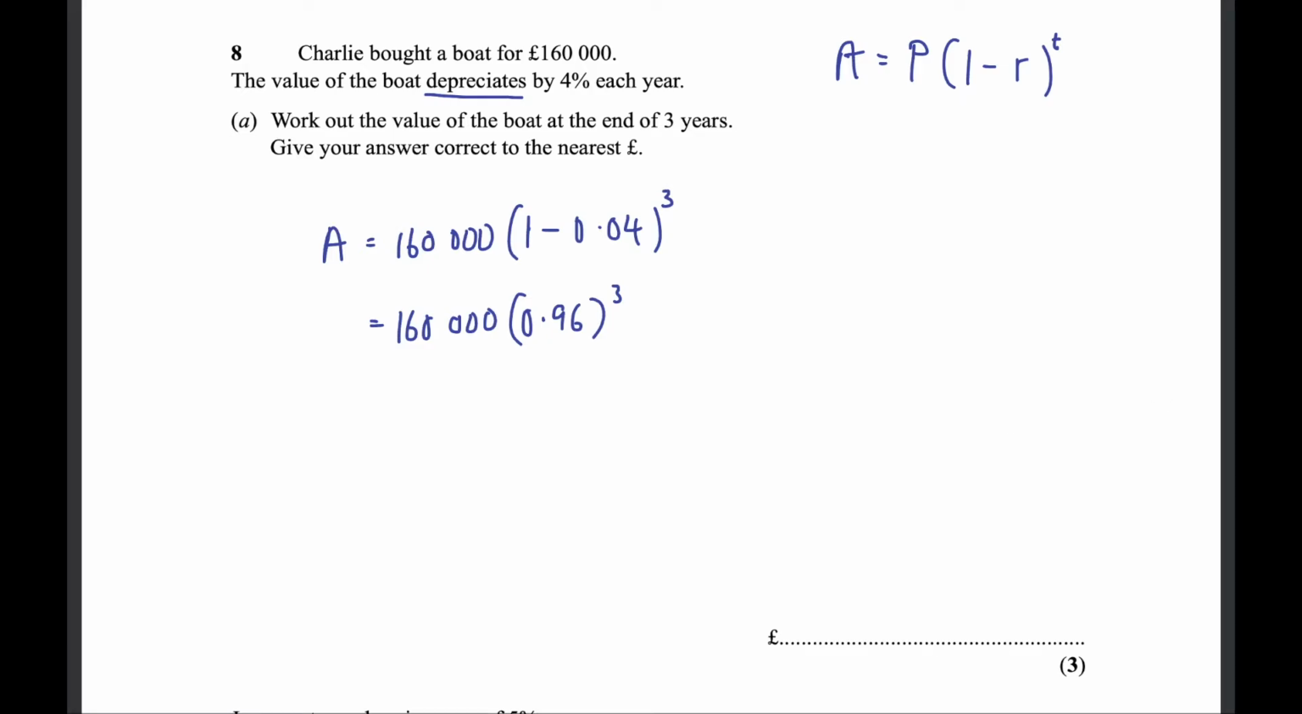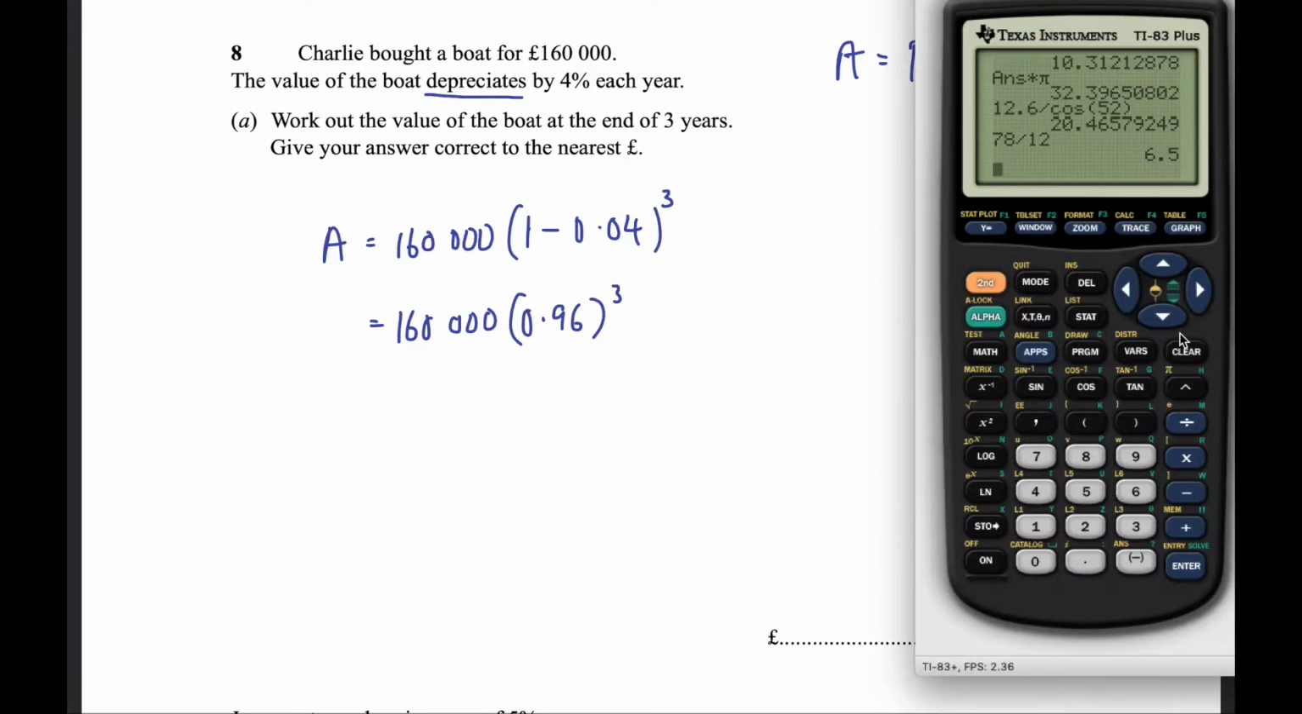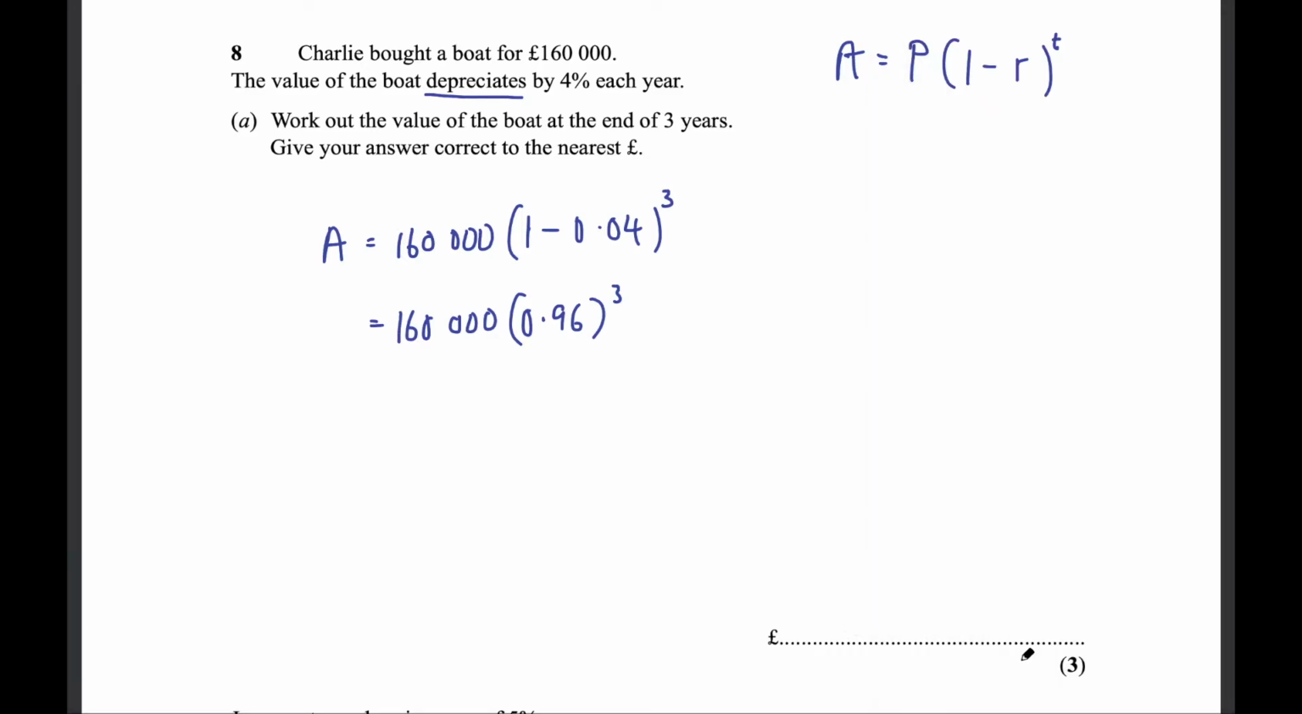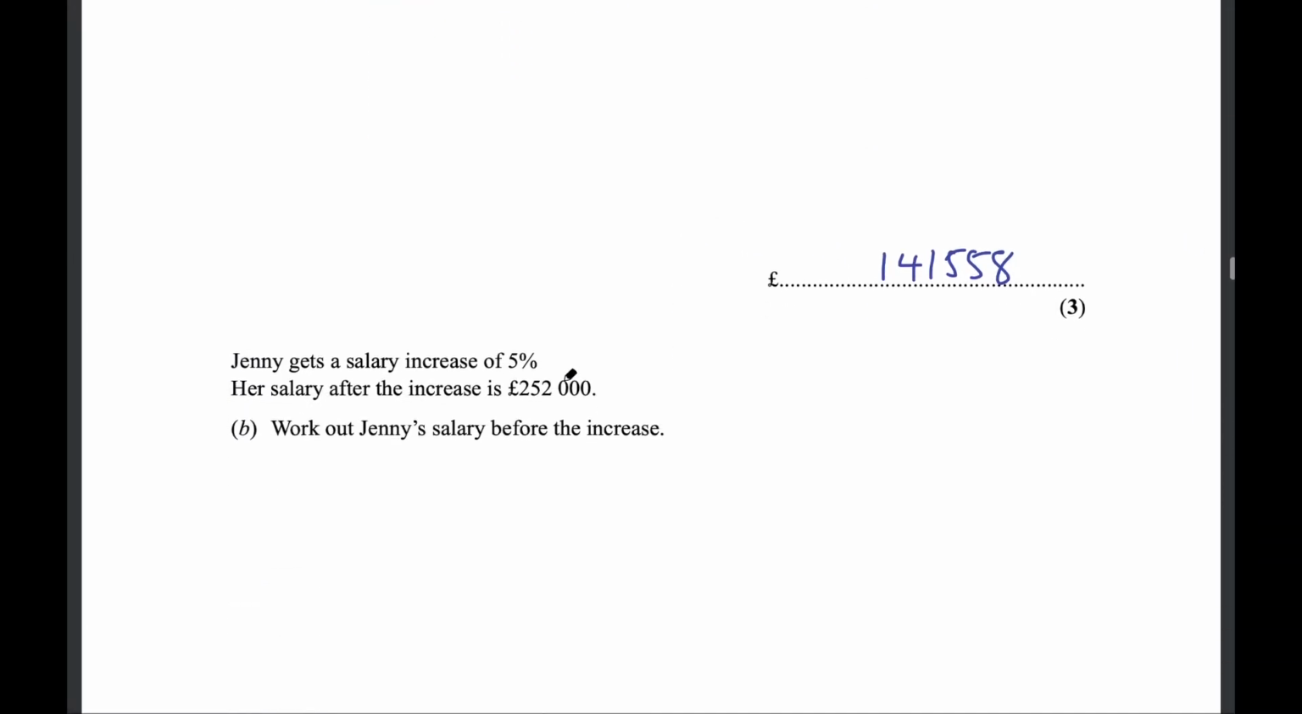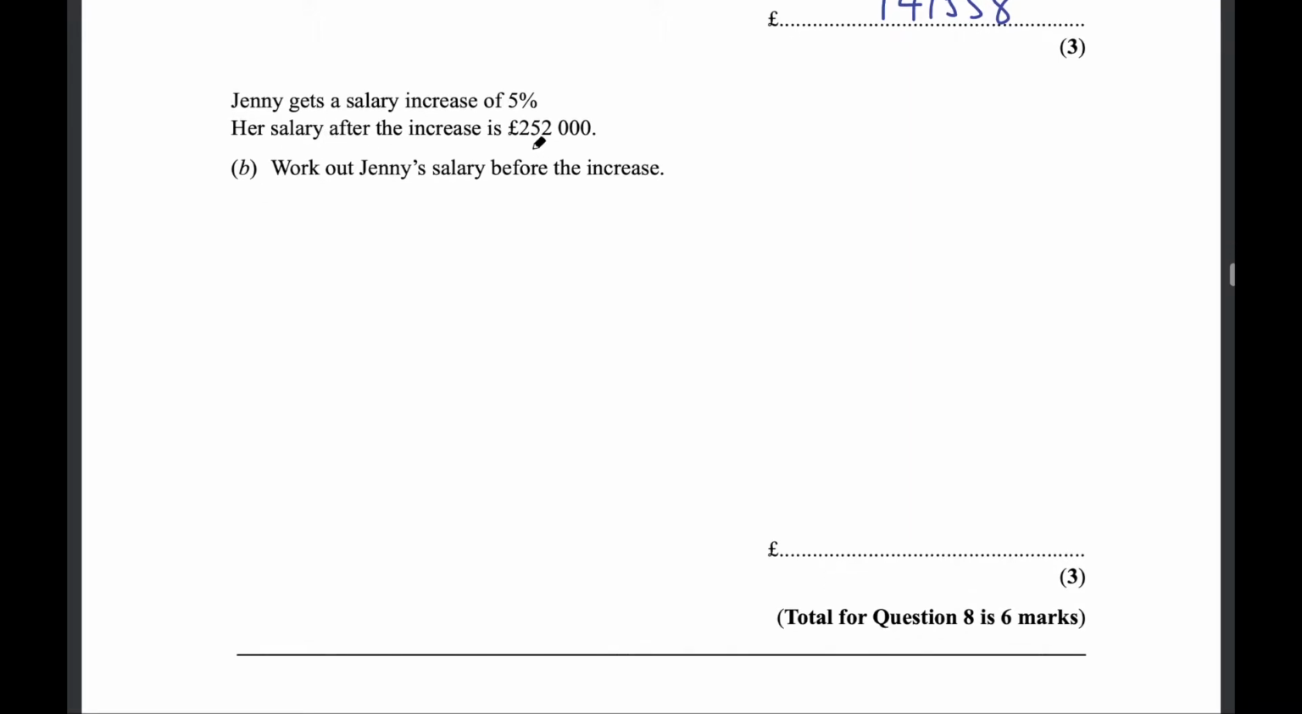And then we need to put that into a calculator to work out how much it has depreciated by. So 160,000 multiplied by 0.96 to the power of 3, and we get 141,557.76, and we need to give it to the nearest pound. So these would be the pence, and we need to round up to 8 pounds on the end there because we have 76 pence, so that rounds up. Okay, so my final answer there is going to be 141,558 for 3 marks.